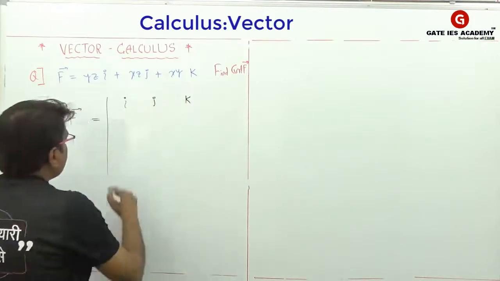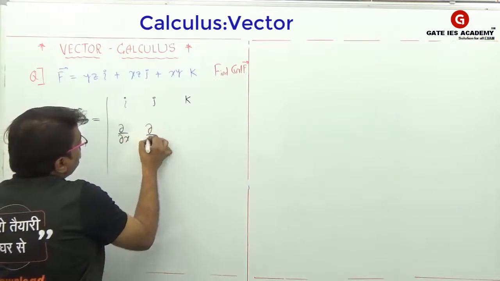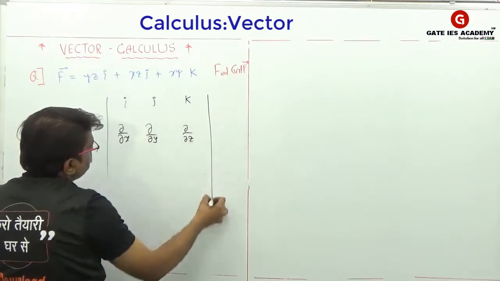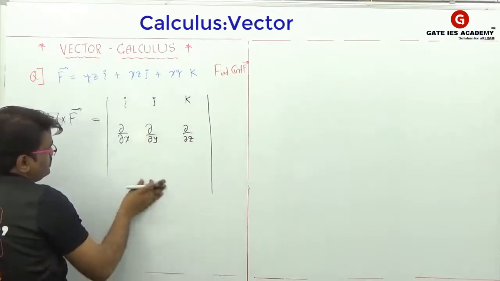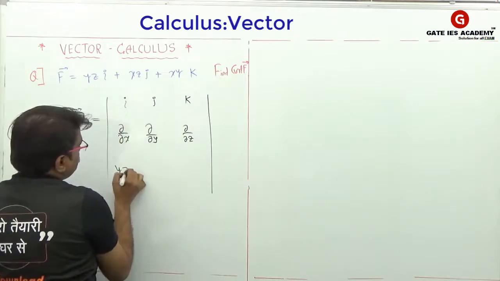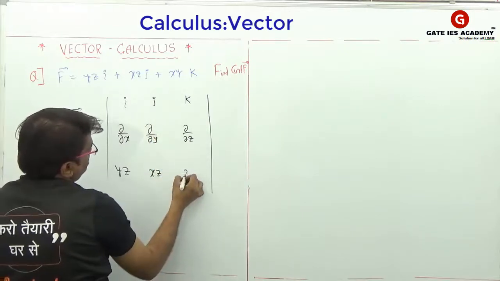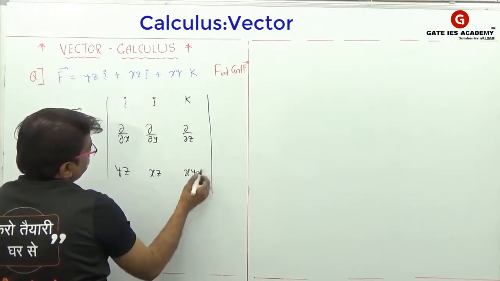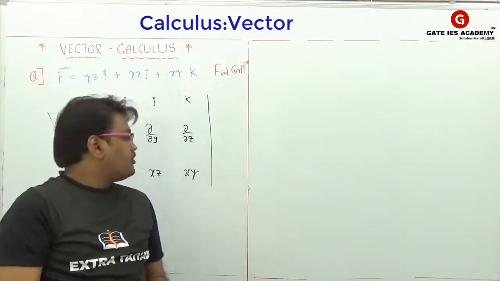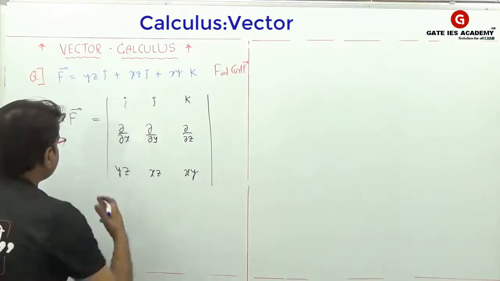It is equal to the determinant with i, j, k, and here ∂/∂x, ∂/∂y, ∂/∂z, and the third row will be yz, xz, xy. So now find the determinant. So that will be the curl.